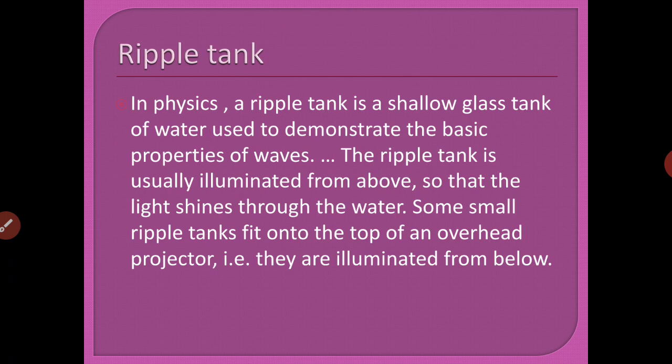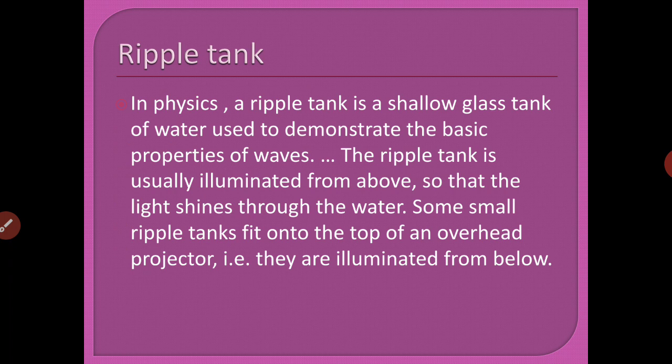So, first of all, we will discuss what a ripple tank is. It is a type of experimental setup in which we get wave patterns, and with the help of these wave patterns, we study reflection, refraction, and diffraction. It consists of a shallow glass tank of water used to demonstrate the basic properties of waves.